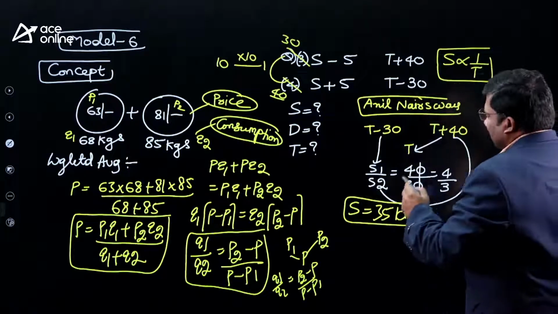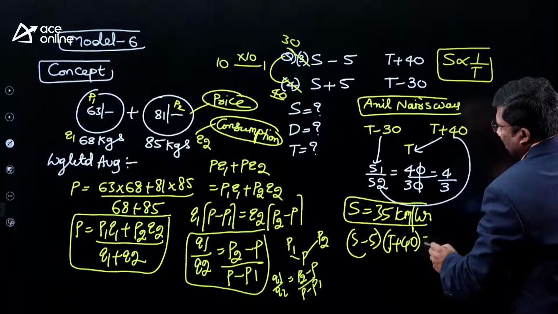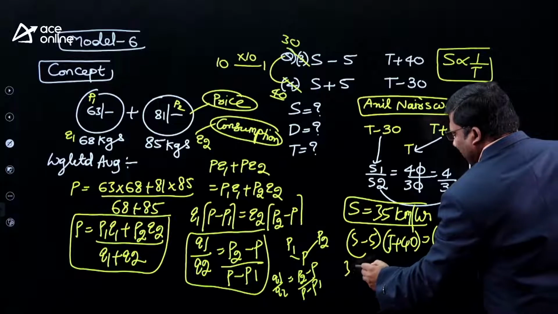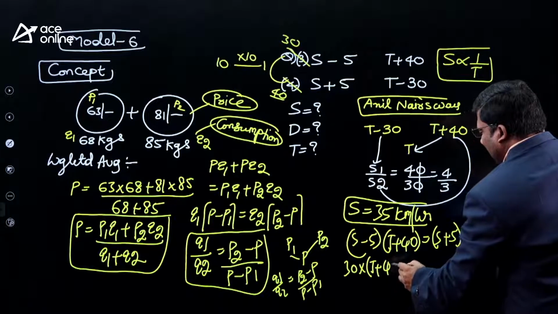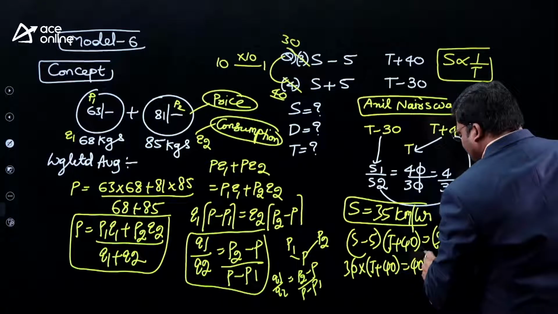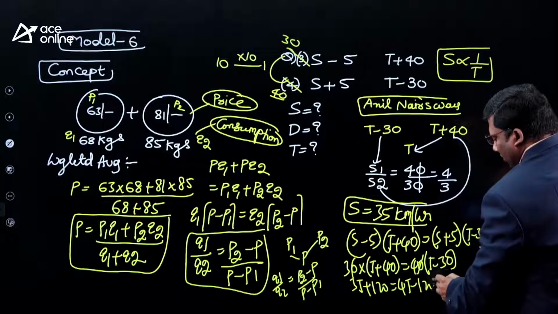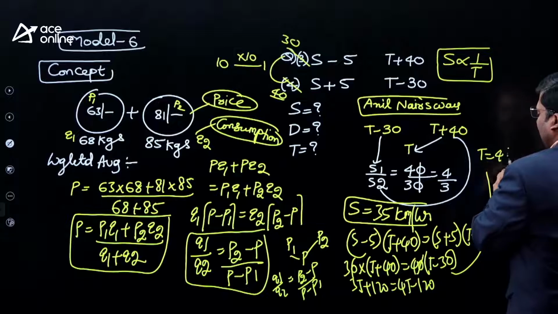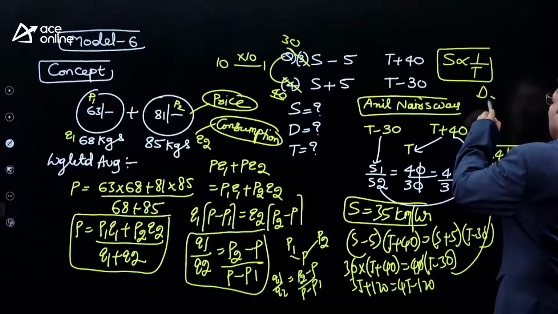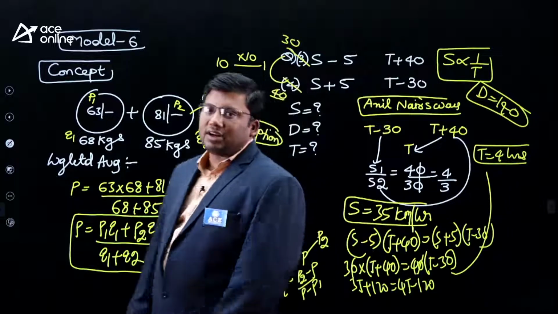S will be 35. Then S minus 5 into T plus 40 is equivalent to S plus 5 into T minus 30. That is 30 into T plus 40 equals 40 into T minus 30. Cancelling the zeros, 3T plus 120 equals 4T minus 120. So time is 240 minutes, 4 hours. Speed is 35 kilometers per hour, so distance is 140 kilometers.